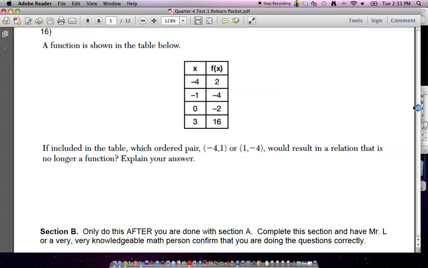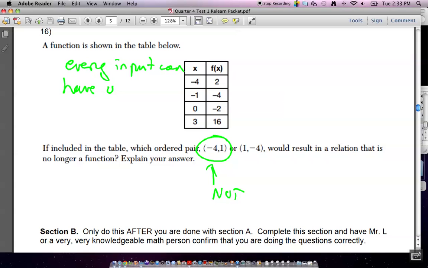A function is shown in the table below. If included in the table, which one would result in a relation that's not a function? Okay, the one that would be not a function is going to be this guy. That's the one that's not a function. The reason is because for a function, every input can have only one output.